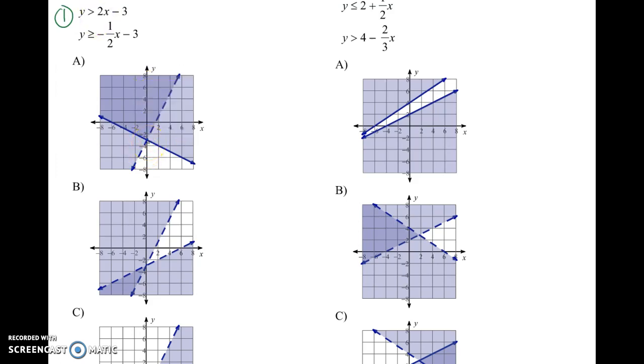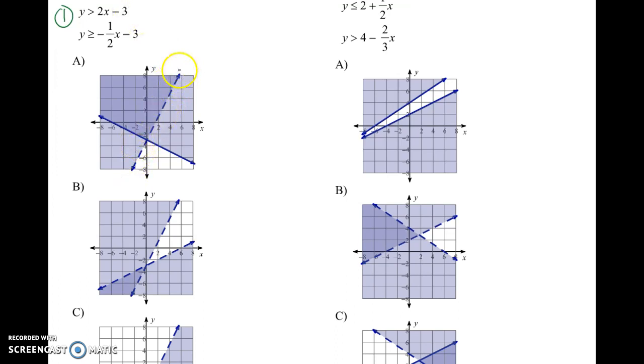And my slope is up 2 and over 1. Now notice that these are counting by 2's, so we've got to pay attention to that. So from here, I'm going to go up 1, 2, and over 1. And then it's a dotted line.